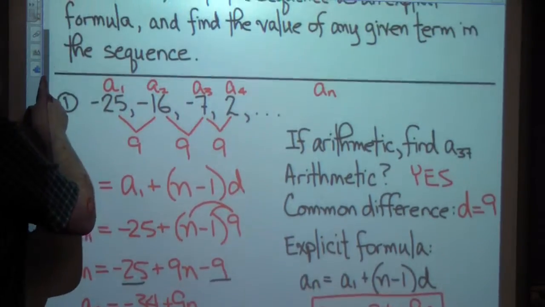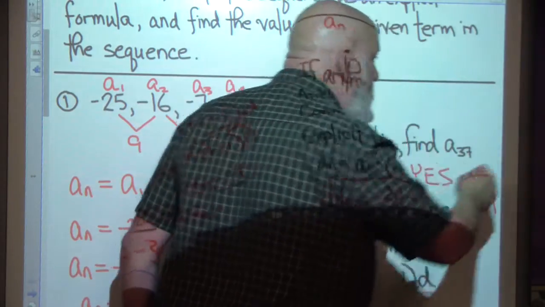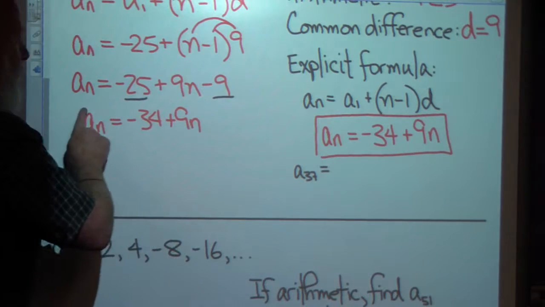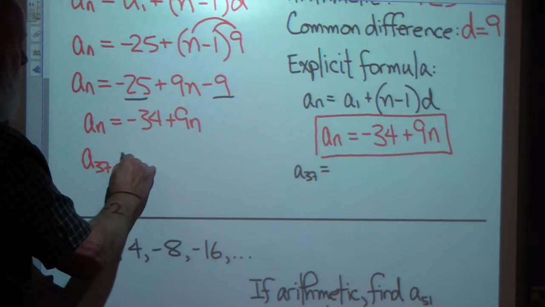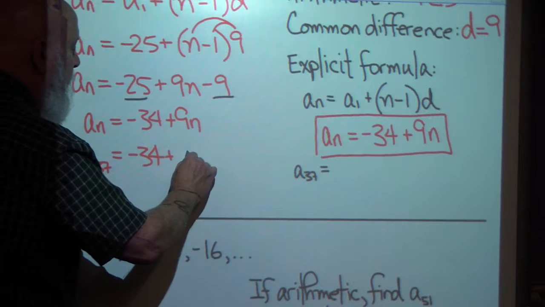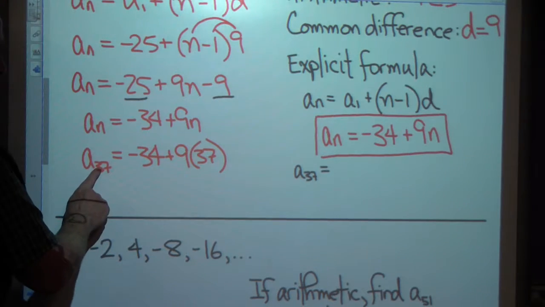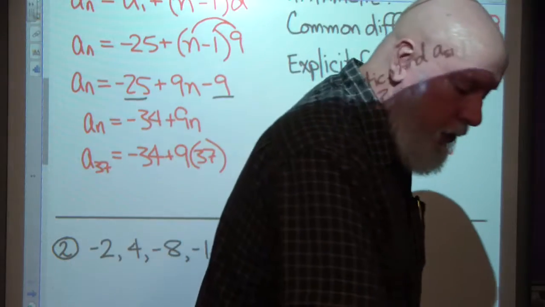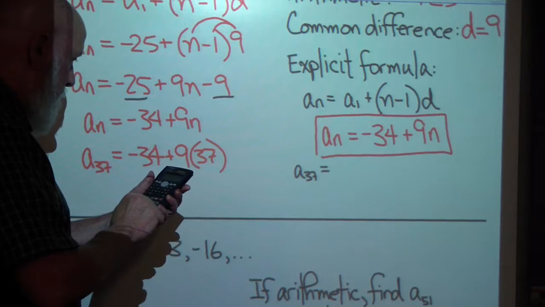Well, I could just keep adding 9 until I hit 37 terms and then see what the sequence is. But if I have the explicit form, I can just say, if I'm looking for the 37th term, that'll be negative 34 plus 9 times 37. Looking for the 37th term is plugging 37 into the explicit form, then we let our calculator do the walking. And we hope I haven't made any mistakes. There we go.